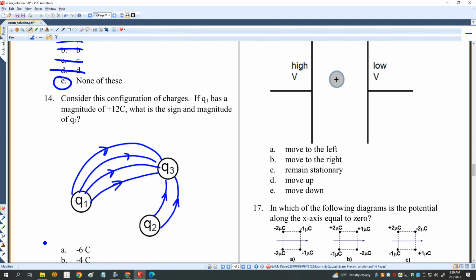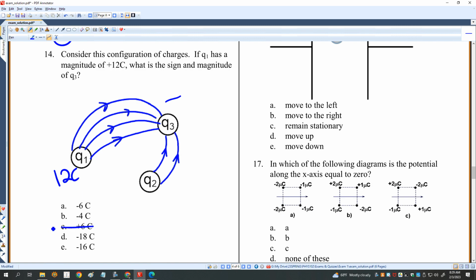All right, Q1 has a magnitude of 12 coulombs. What is the sign and magnitude of Q3? Well, first of all, I know that it has to be negative, so I can get rid of that answer. I know also that this has 1, 2, 3, 4 lines, but this one has 6, so it has to be more than 12, so I can get rid of those. Now, I can do a ratio.